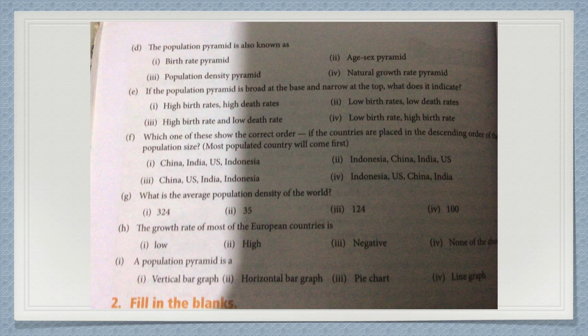Number F. Which one of these shows the correct order, if the countries are placed in the descending order of the population size, most populated country will come first? And the answer is China, India, US and Indonesia. What is the average population density of the world? And the answer is 35. The growth rate of most of the European countries is, and the answer is low. A population pyramid is, and the answer is horizontal bar graph.